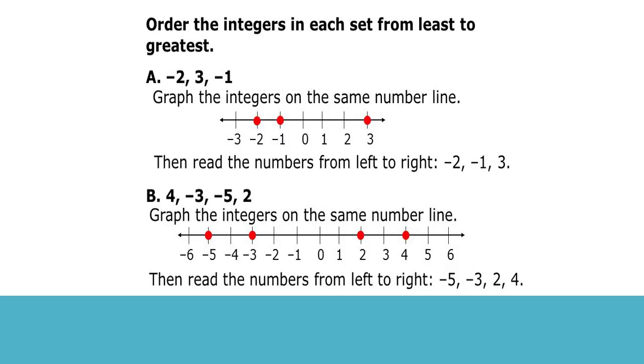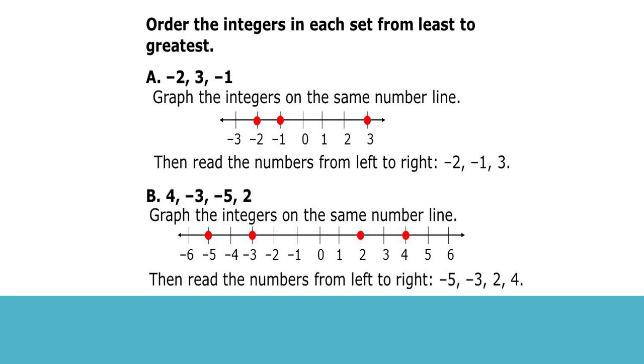Let's take two more examples for comparison and ordering of integers. Plot them on the number line. After plotting, we see that -2 is on the extreme left side here. -1 is in between -3 and 3, while 3 is on the extreme right side. So we can say that -2 is the smallest number and 3 is the greatest number among these three numbers here. So we can write the numbers from least to greatest as -2, -1 and 3.